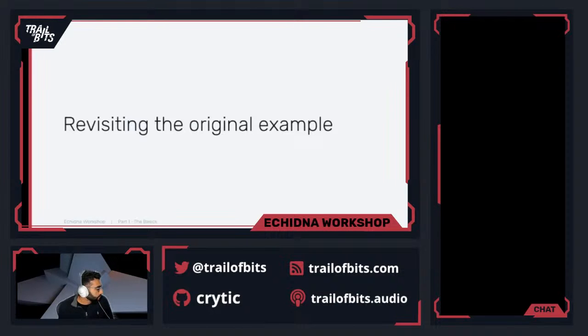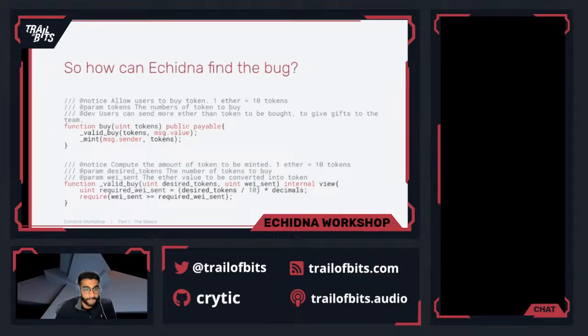Alrighty, I don't see any more questions here, so I think we can move on to revisiting the original example. Time check, let's see. Okay, so how can Echidna find a bug in this?